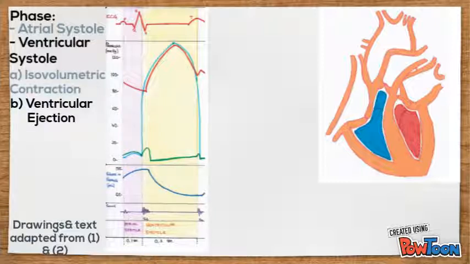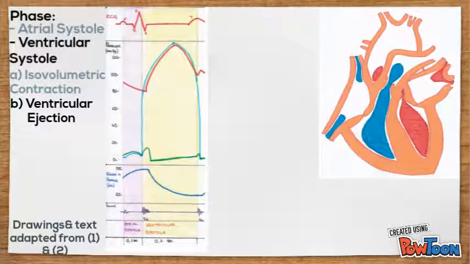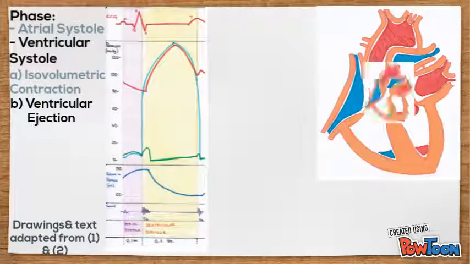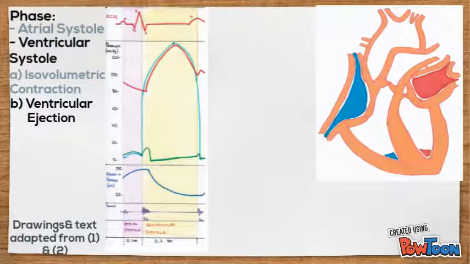Then we have ventricular ejection, and as contraction increases, ventricular pressure becomes superior to aortic and pulmonary pressure, causing the SL valves to open and pumping blood out of the ventricles. Following that, we have a ventricular repolarization, represented by the T wave on the ECG.